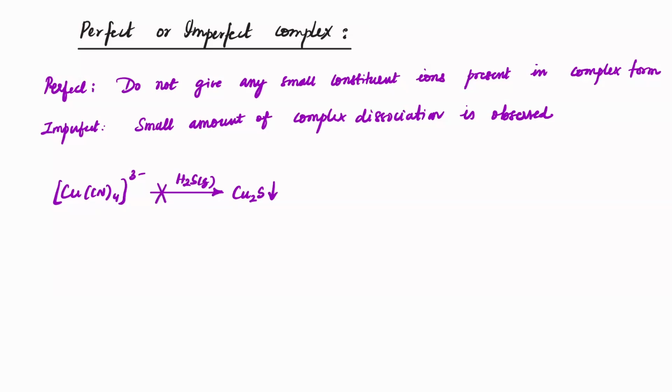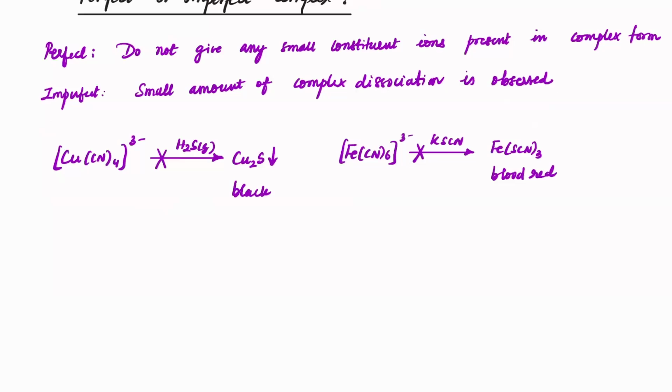Similarly, if I take [Fe(CN)6]3- and treat this with KSCN, here also I'm expected to get Fe(SCN)3, blood red coloration. Here it is a black precipitate. Neither this reaction nor that reaction is successful. Now, this can also be attributed to its high Kf value.